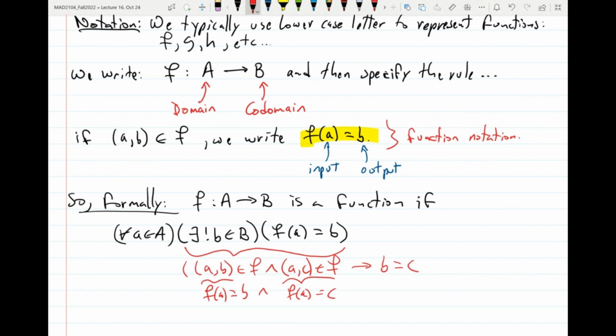Right? If you watch the video, this is what they write, and if you read the book, this is what you're going to see. But you can write this more nicely, like this: there's only one B that can be the output of a given A. Another way to say it is that if you have two outputs, then they have to be the same. For the same A, if you have two outputs, they better be the same. That means there is only one.